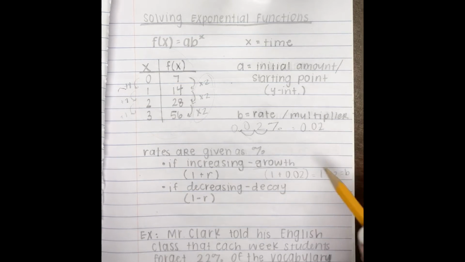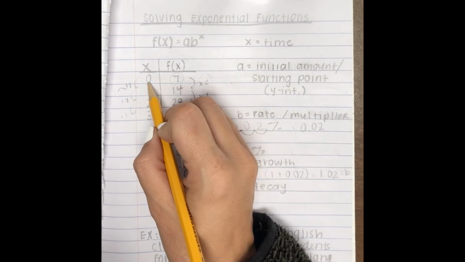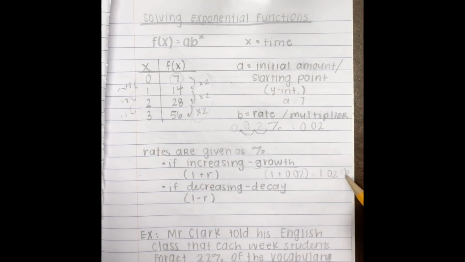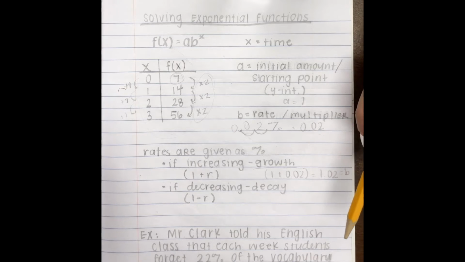Our A, our initial amount, or our y-intercept would be 7, right? We're starting at 0, our initial amount is 7. So my A is 7, my B is 1.02. My X is time, so we would need a word problem to give us our time. So let's look at an example down below.